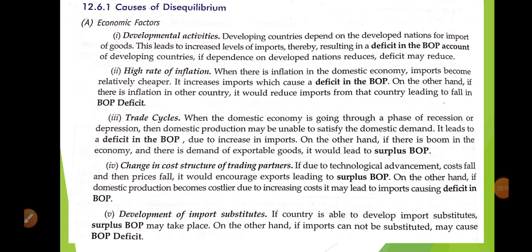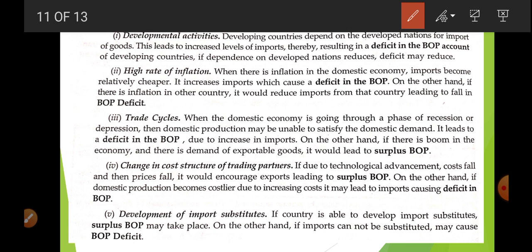Now, what are the reasons for this disequilibrium? First of all, we are going to learn the economic reasons. Development activity: India is a developing country, like India there are many countries. In that case, they have to expend a lot. They have to do infrastructural development, so for that they require many goods, so they have to import them, and because of that import becomes greater than export. So because of that there is a deficit.